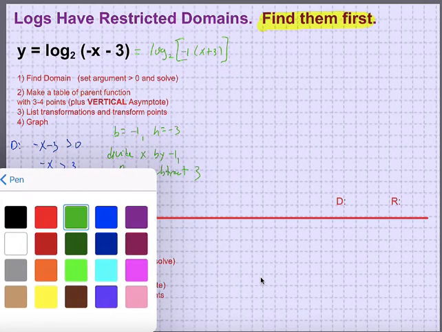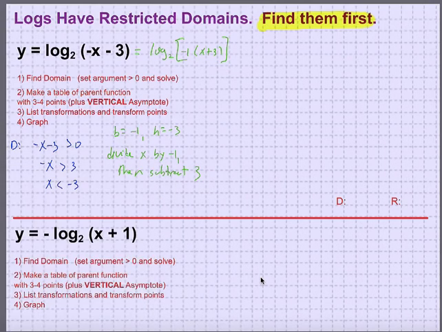And then in our parent function, and I just realized I forgot something very important on the last page. I'll go back to it in a second. Our parent function is log base 2 of x, and so we'll graph the 1 over b, -1, 1, 0, b, 1, b squared, 2.